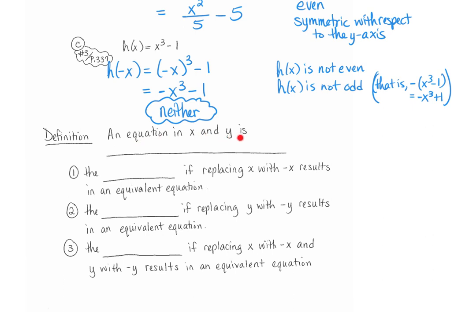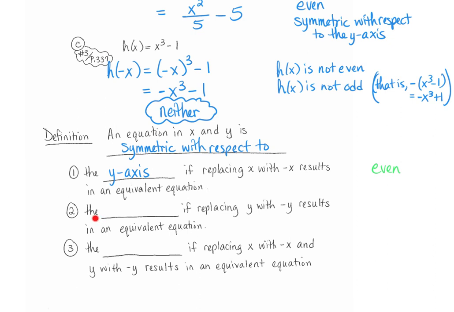An equation in x and y is symmetric with respect to, and now we have several options. One, the y-axis, if replacing x with negative x results in an equivalent equation. So in other words, if our function is what? Even. Symmetry with respect to the y-axis means our function is even. We're just connecting concepts.